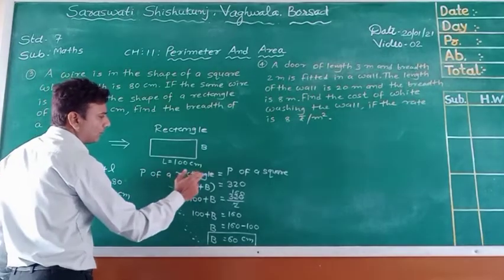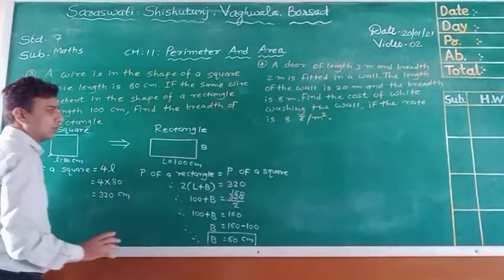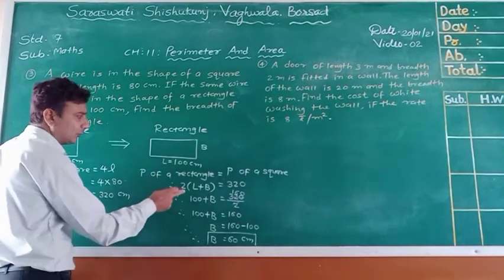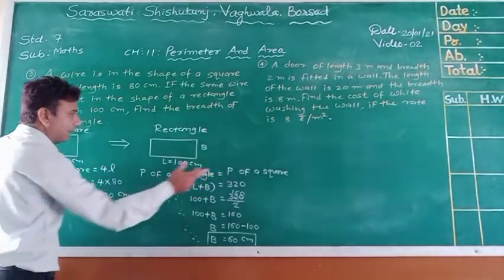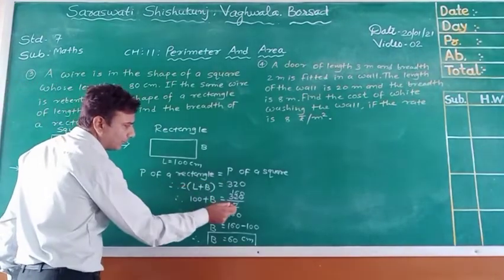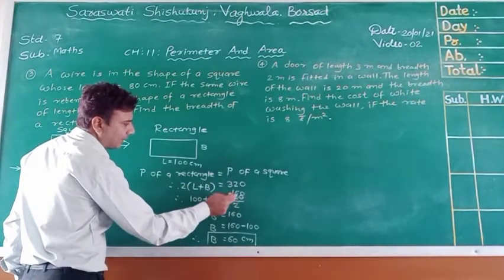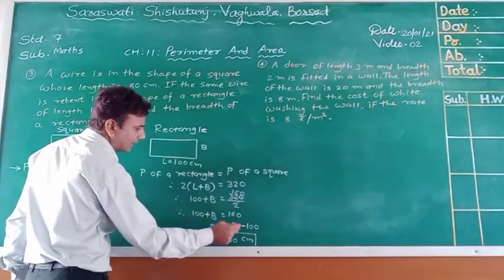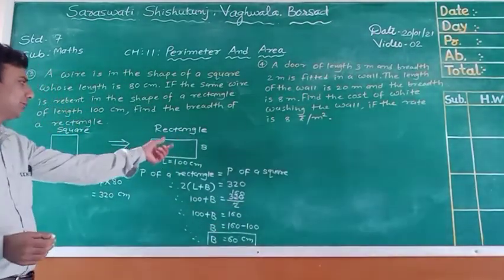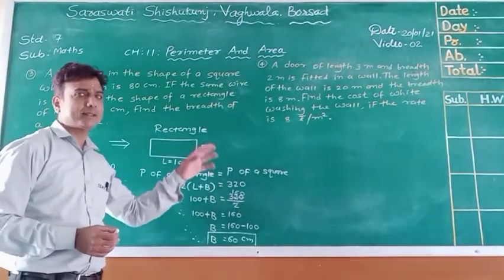So perimeter of rectangle equal to perimeter of square, we can write. And we know its formula, perimeter of rectangle equal to 2 in bracket L plus B. Perimeter of square we already found, it is 320. 2 goes downside, 320 divided by 2 is 160, 160 minus 100 is 60 centimeters. So this rectangle width is 60 centimeters.